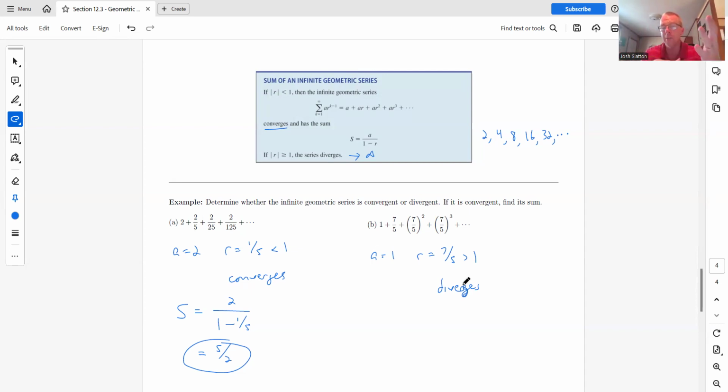Or if R is negative and its absolute value is greater than 1, like 1 minus 7/5 plus 7/5 squared minus 7/5 to the third, and so on, it would still do that because the terms are eventually going to get so big. Even if one's plus and one minus, the difference will be so big that it won't matter, so it'll still go to either positive infinity or negative infinity, whichever the case may be.